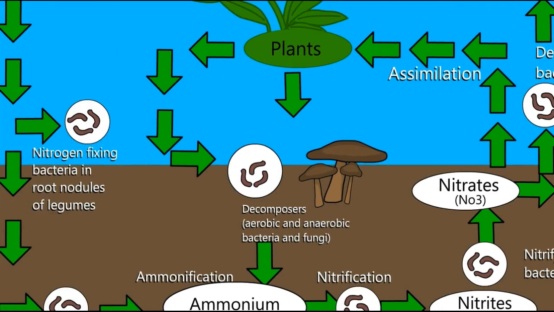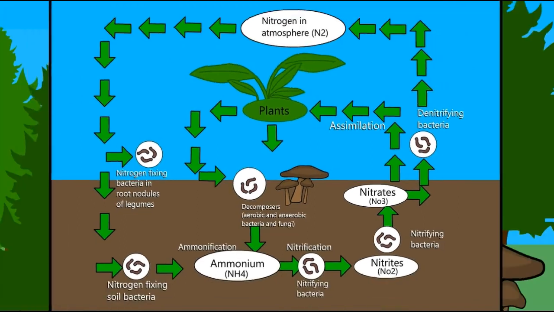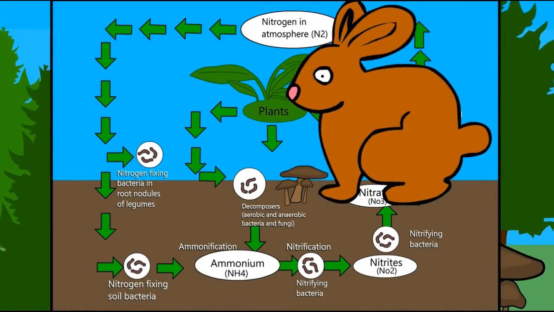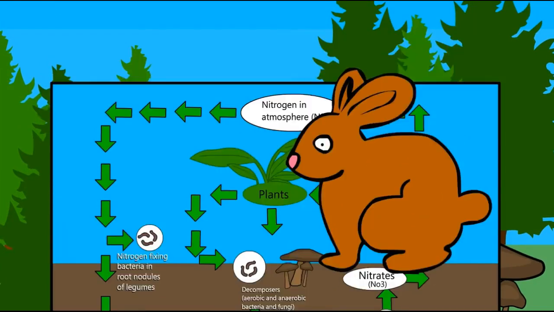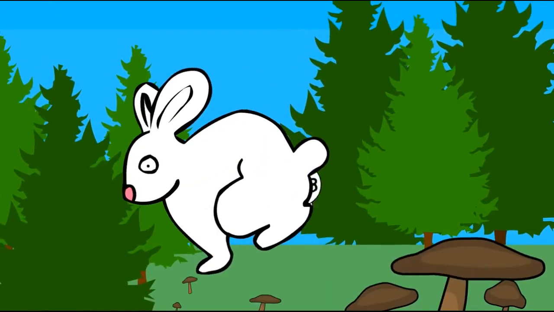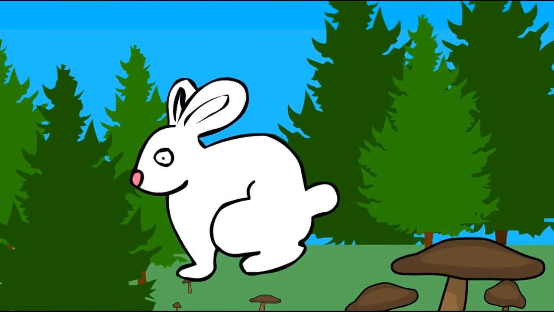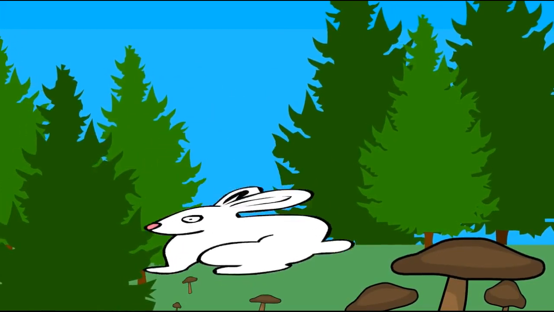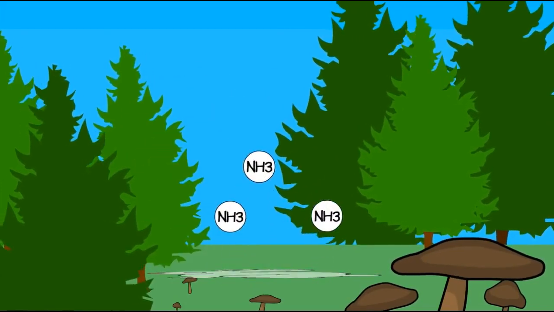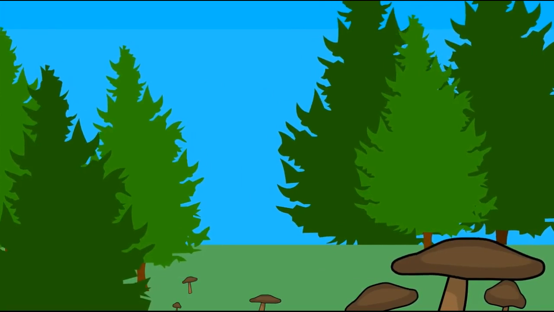Plants love nitrates, and they'll slurp that stuff right on up. Then, animals will eat the plants and finally get their nitrogen. Of course, that's how we get ours. But it's not over yet. Animals can excrete ammonia in their waste, and when plants and animals die, they decompose back into ammonia. And of course, the cycle is complete.